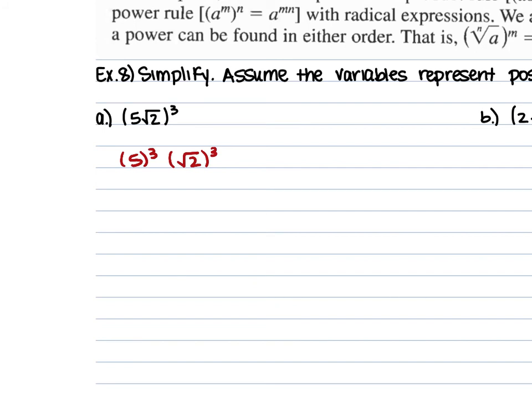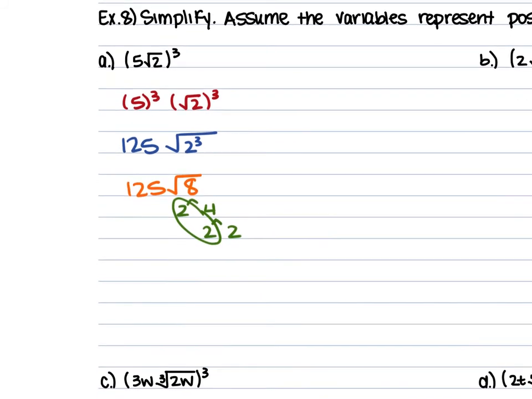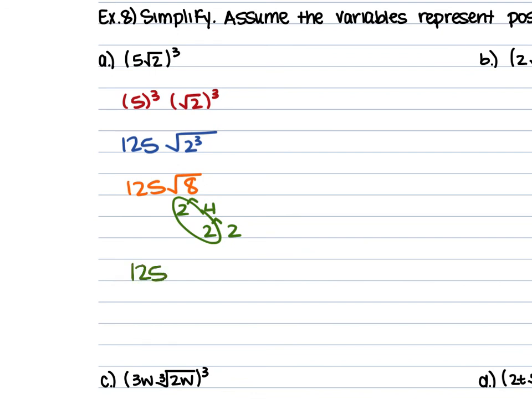The 5 cubed, multiply it out. 5 times 5 is 25, times 5 is 125. The square root of 2 cubed is the same thing as saying the square root of 2 to the third power. That 2 to the third power gives us 8, so we have 125 times the square root of 8. Now that 8 is 2 times 4. The 4 is 2 times 2. So we would pair up a group of 2's, bring it out. We have 125 times 2 square root 2, and we just multiply the 125 times 2, and we get 250 square root 2.